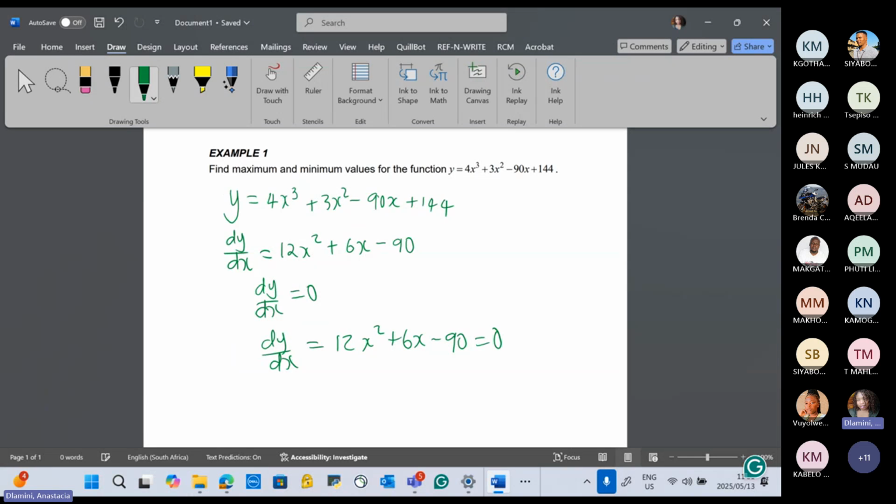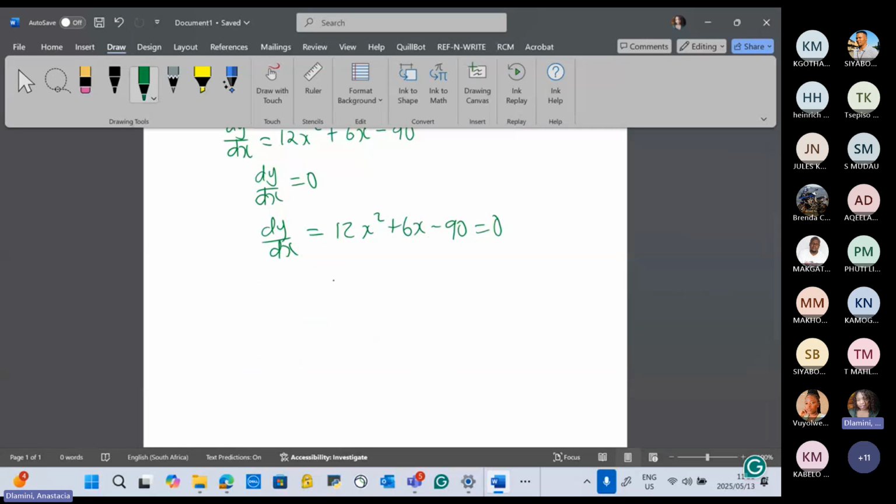Equals 0. So then we have 12x squared plus 6x minus 9 equals 0. Let's hear it. No calculators.